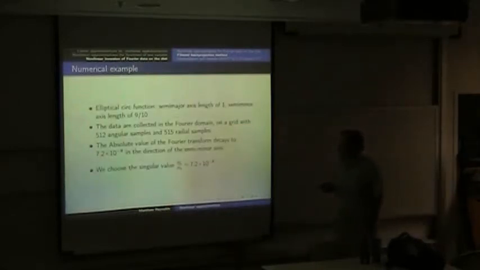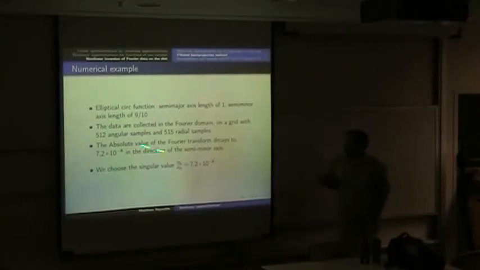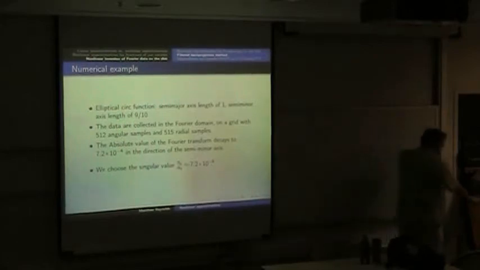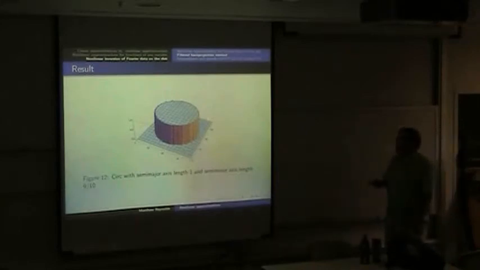The basic example is an elliptical circ function, and it has a semi-major axis of 1 and a semi-minor axis of 9/10. We sample this on the Fourier domain, and the absolute value decays to 7.2 times 10 to the negative fourth, and that's the singular value that we choose. So this is what our result is going to look like, but we can't really tell that much from it, so let's look at a couple of cross sections.